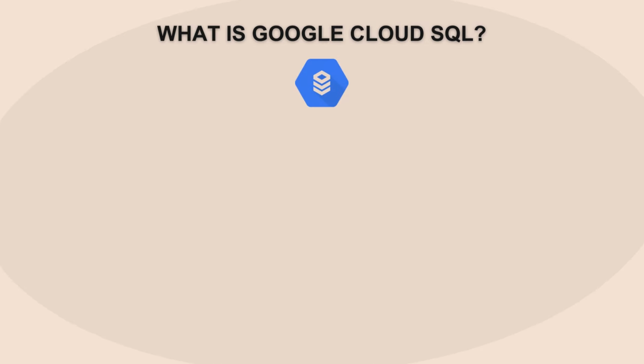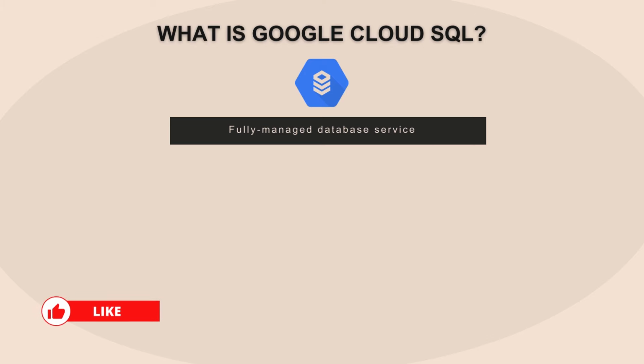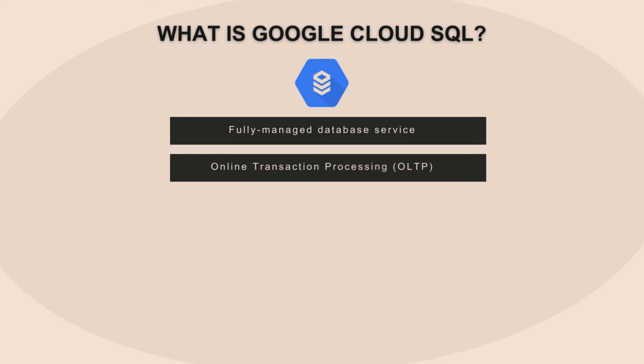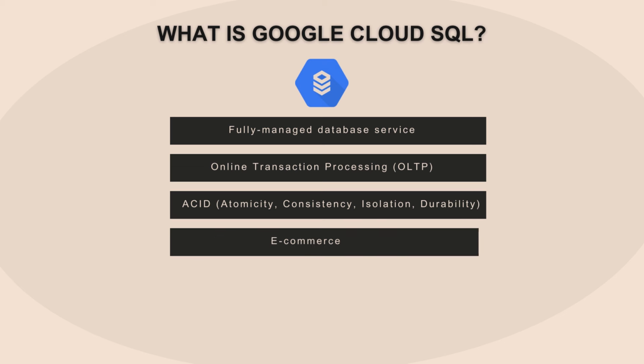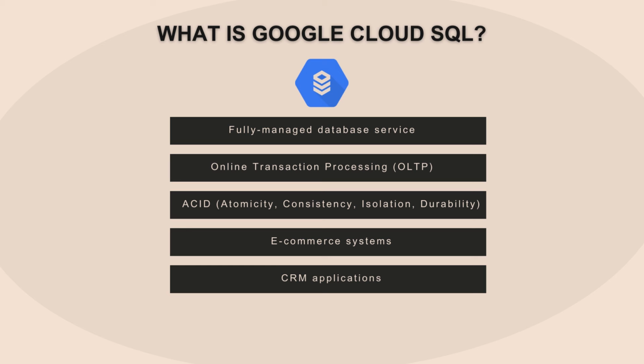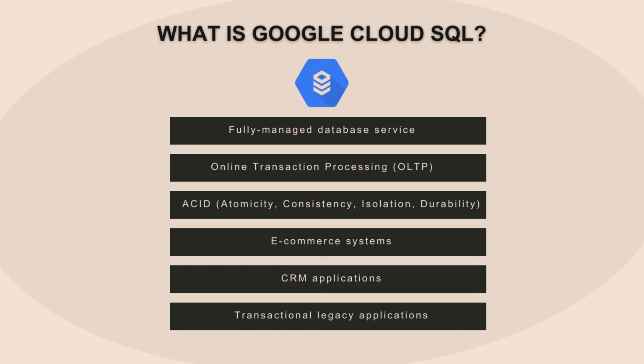Google Cloud SQL is a fully managed database service that allows you to set up, maintain, manage, and administer your relational databases on Google Cloud. It supports operations requiring online transaction processing and adheres to ACID properties to ensure reliable transaction processing. This makes it ideal for running e-commerce systems, CRM applications, and legacy applications that rely on complex transactional processes. Cloud SQL's fully managed nature means businesses can focus on their application logic and performance without the overhead of managing physical hardware or database software.